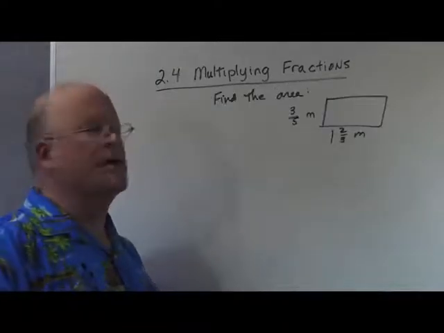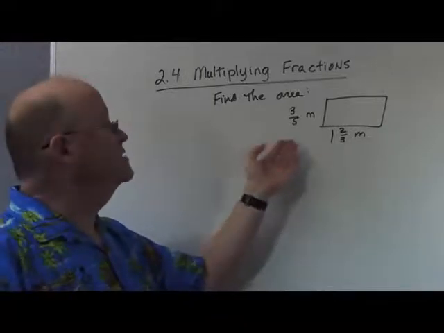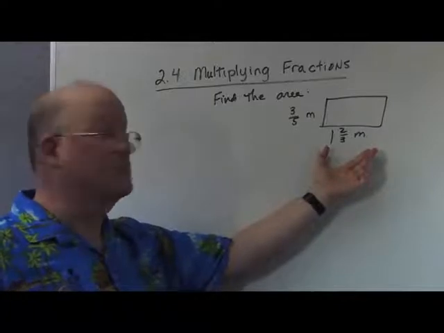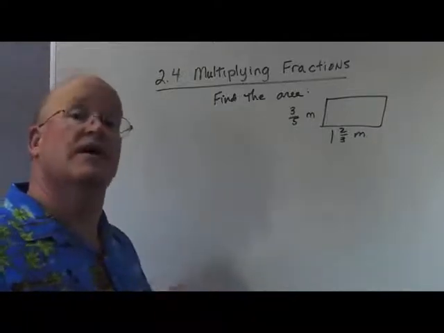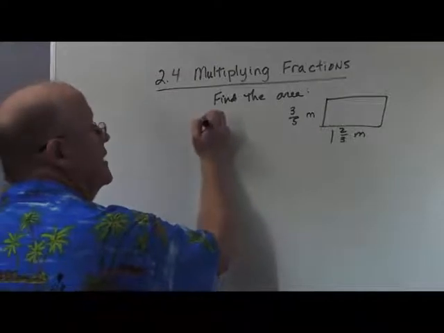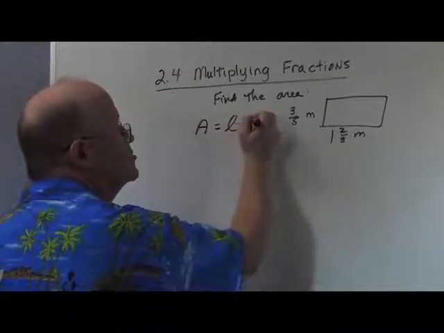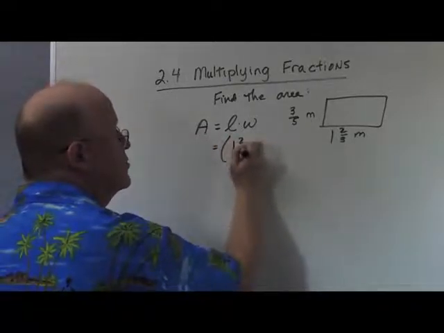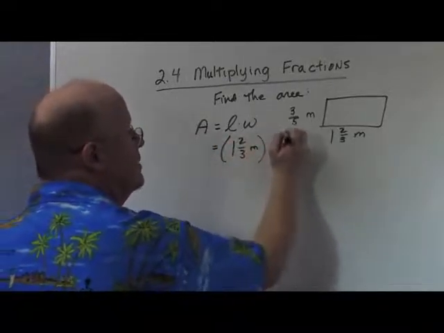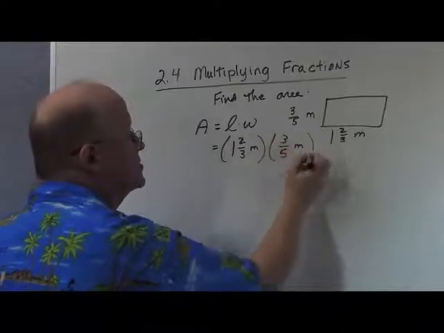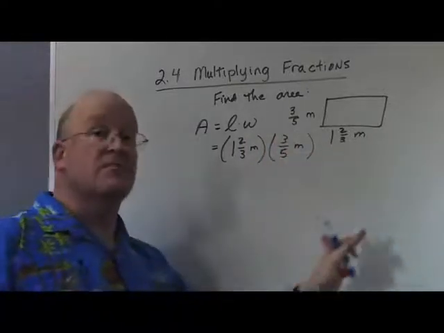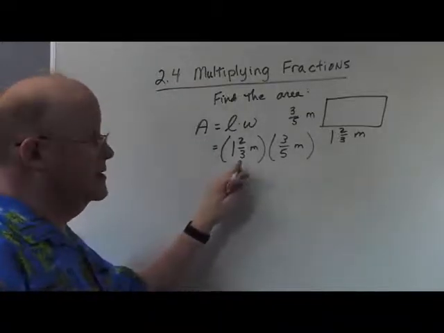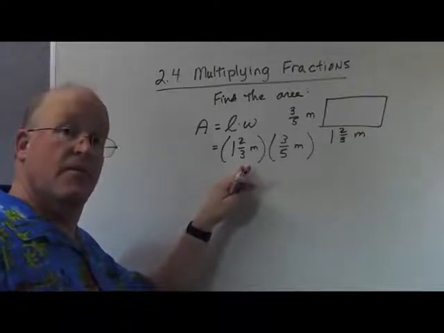Now, let's find the area of this rectangle that has a width of 3/5 meters and a length of 1 2/3 meters. Now, when you are finding the area of a rectangle, again, area is equal to length times width, or base times height. So we're going to take that length of 1 2/3 meters and multiply it by 3/5 meters. Well, some people like to just leave the meters off and put the units back on at the end, which is fine. I need to convert this mixed number into an improper fraction.